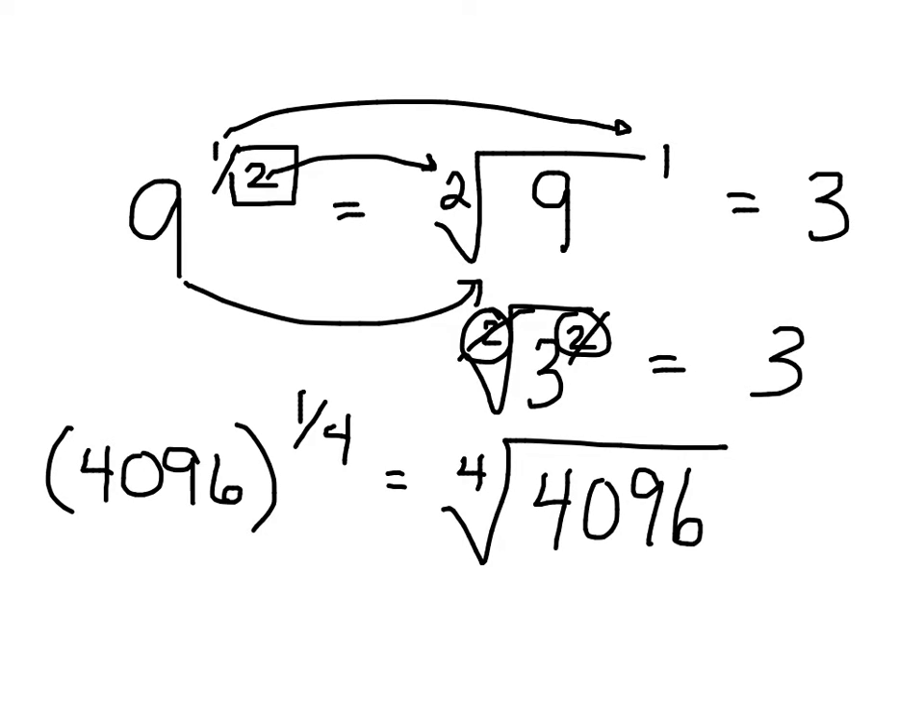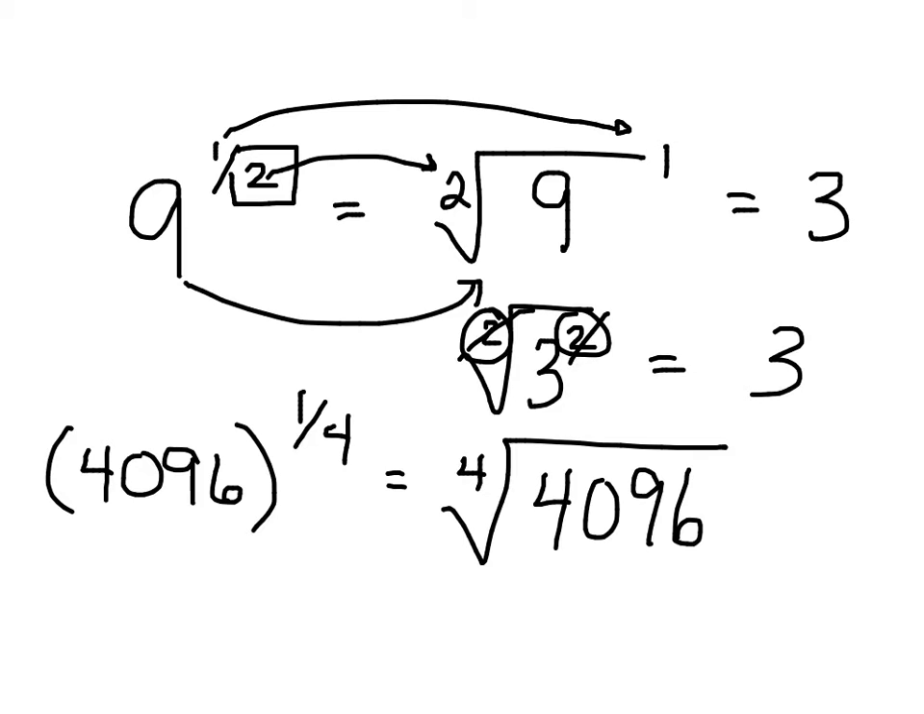Okay, so again, when there is a 4 in the crack like that, then I'm looking for 4 of the same number. So 1 times 1 times 1 times 1 is 1 still, so it's not 1. 2 times 2 is 4, times 2 is 8, times 2 is 16. That's not big enough, right? 3 times 3 is 9, times 3 is 27, times 3 is 81, so that's not quite big enough.